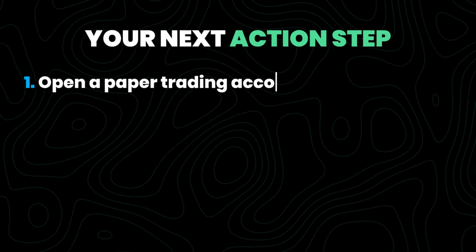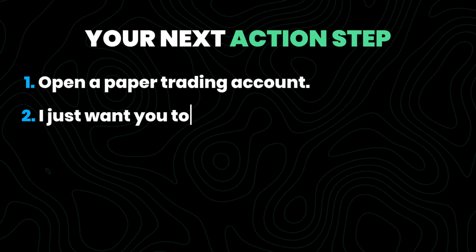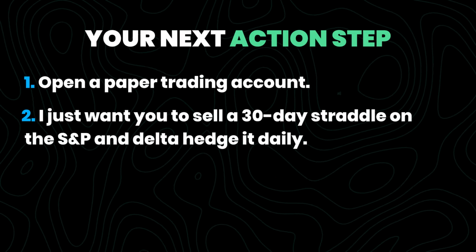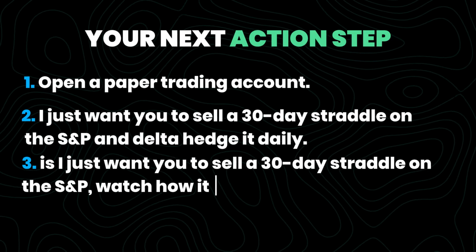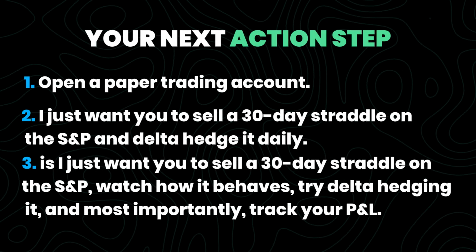Now, if after all of this, straddles feel a little intimidating, that's a good thing. It means you're actually taking this game seriously and giving it the proper consideration that anything you put your money behind deserves. So here is your action step for the video. Number 1, open a paper trading account. Let's just start there. We don't need to put real money on the line to begin with. Number 2, I just want you to sell a 30-day straddle on the S&P and delta hedge it daily. Watch how it behaves. Try delta hedging it. And most importantly, track your P&L. And then do that a couple more times. Try a couple different tickers, things like that. Because the people who win at this game, they're not just studying, they're executing.